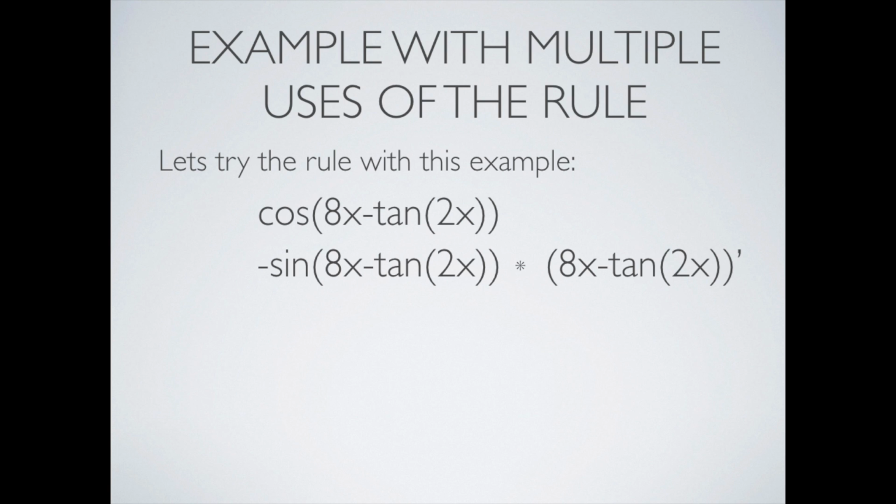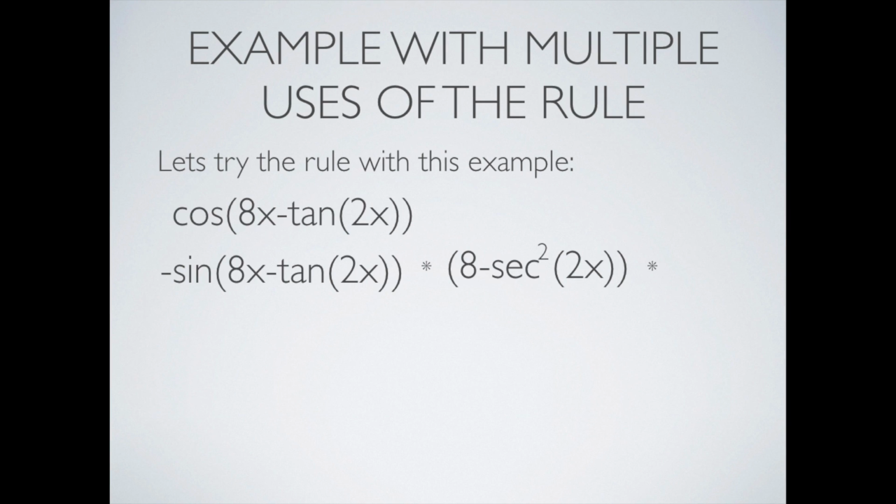To take the derivative of 8x - tan(2x), we'll start with 8x, and we know that the derivative of 8x is 8, and the derivative of tan(x) is sec^2(x). Now, since we have the 2x inside the tangent as a composition function, we have to multiply with respect to the inside, which is multiplied by 2.